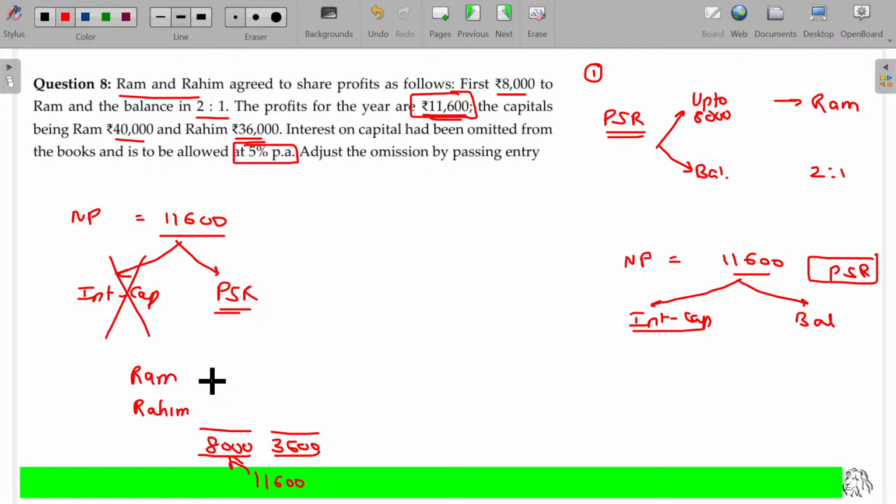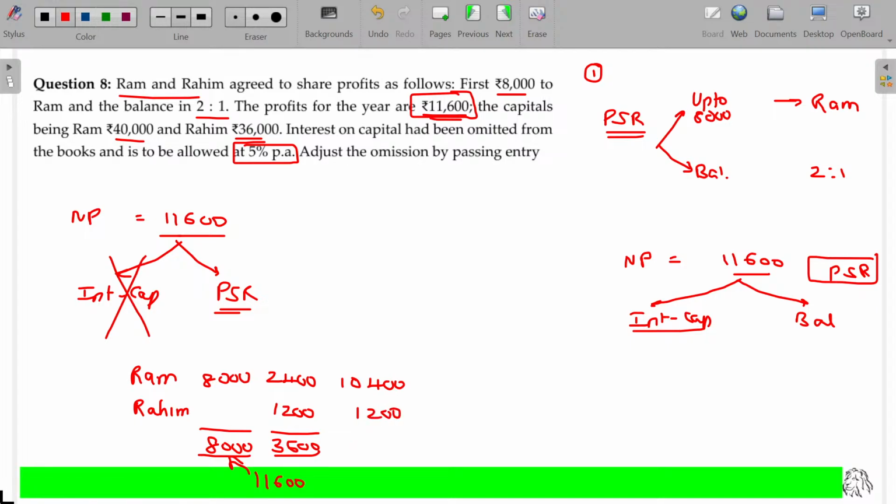First part is directly given only to Ram. The excess amount other than 8,000 will be shared between Ram and Rahim in 2:1 ratio. 2,400 is for Ram and 1,200 for Rahim. They shared like this: 10,400 for Ram, 1,200 for Rahim. Now the question is, is it correct?